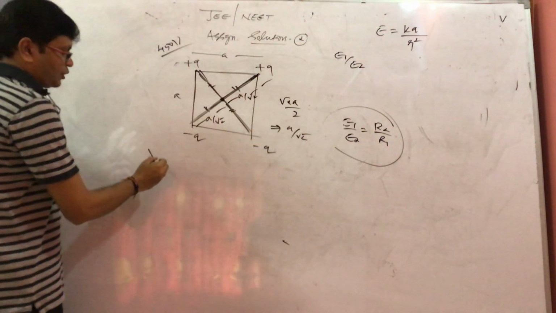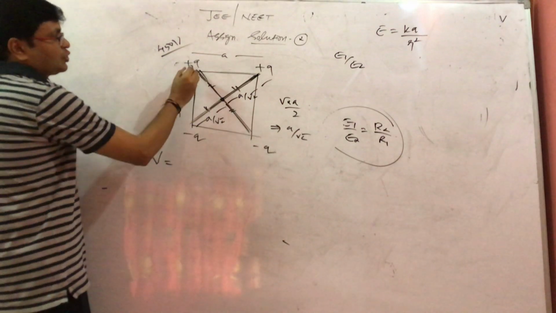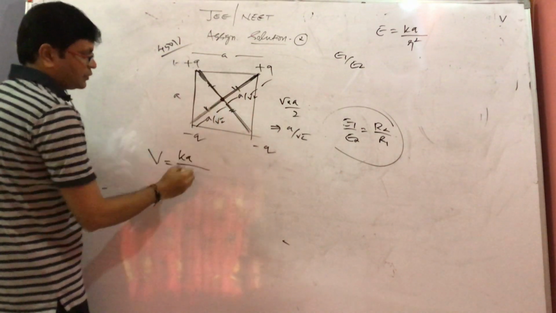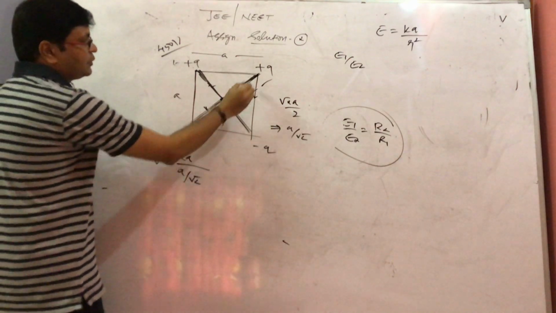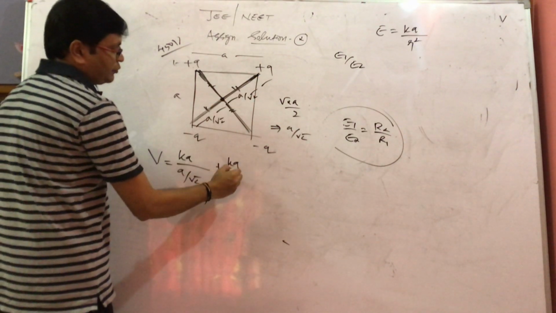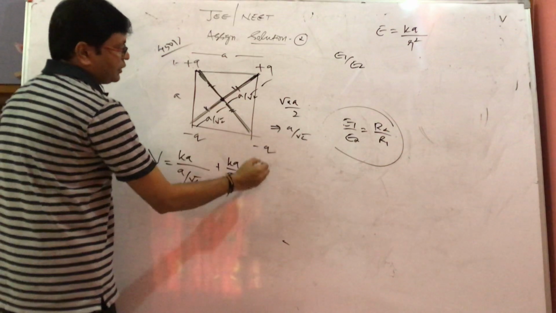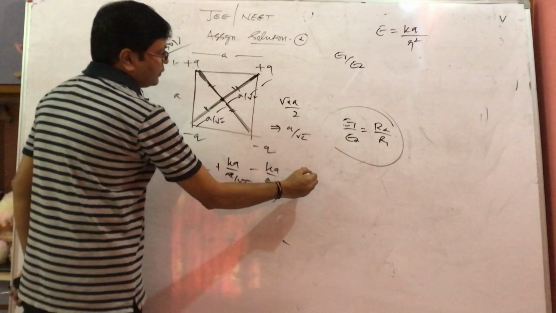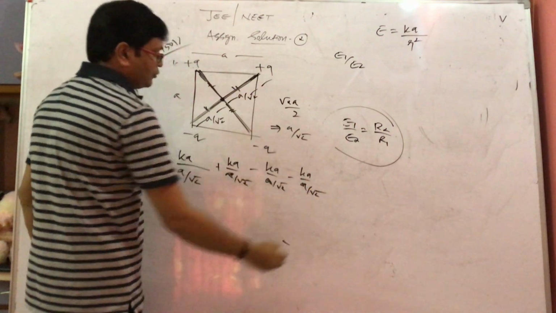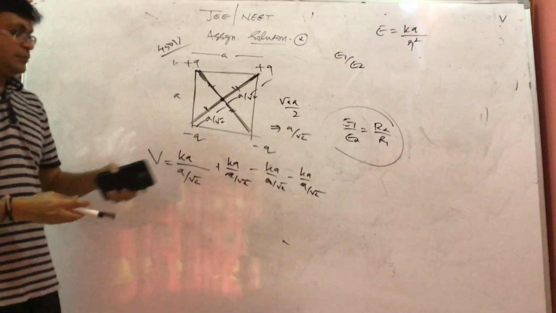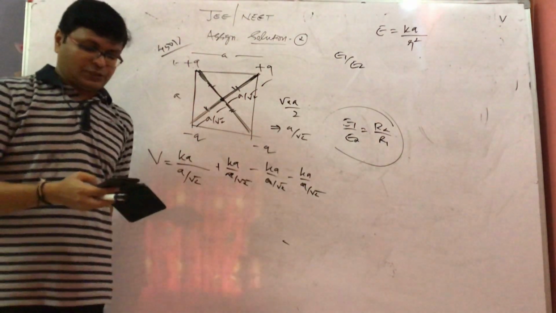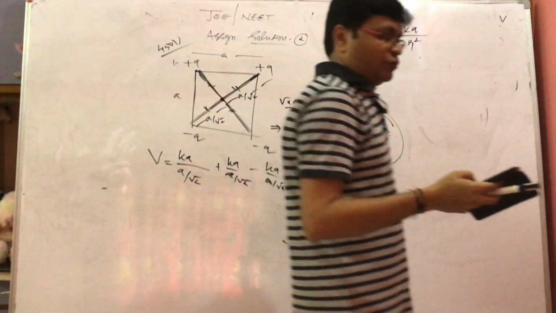So start. What is the total potential at the center? First of all, the potential due to the first charge is KQ upon this distance, A by √2. Then plus KQ upon A by √2, then minus KQ upon A by √2, minus KQ upon A by √2. Now the answer is in front of you, you can easily analyze, and if you simplify, there is cancellation and the answer is 0. So question number 4, answer 0.